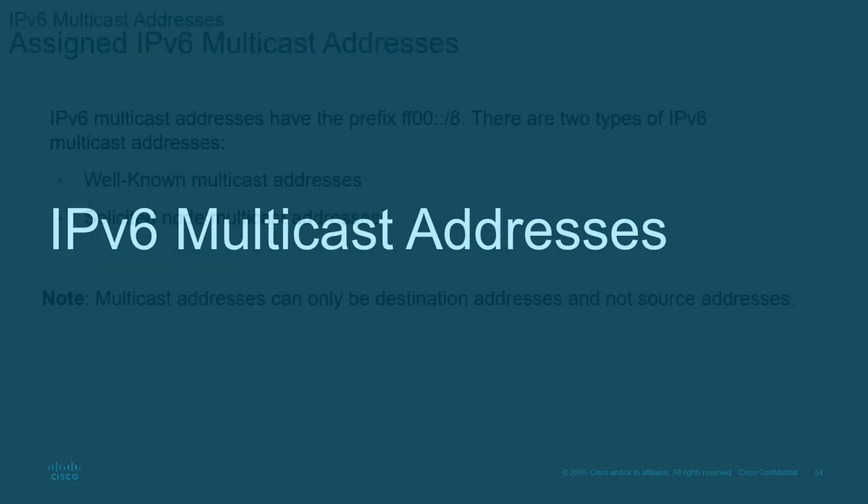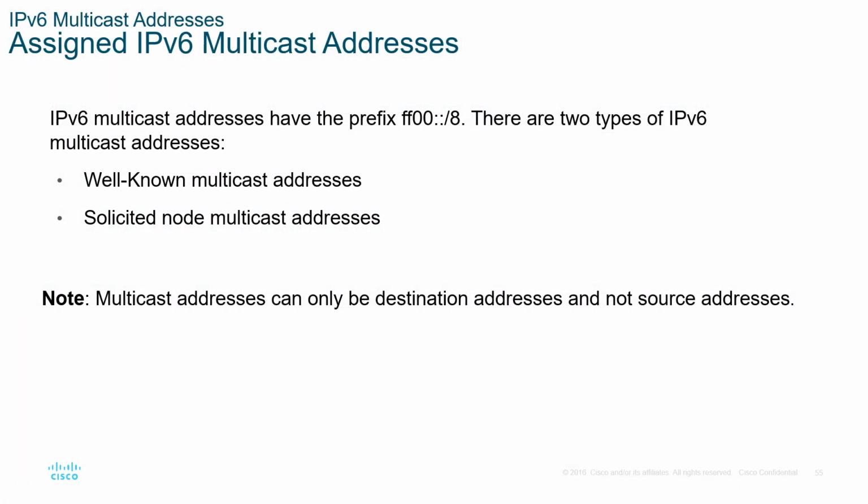IPv6 multicast addresses. Now, IPv6 multicast addresses all have the prefix FF00::/8. There are two types of IPv6 multicast addresses: the well-known multicast addresses and the solicited node multicast addresses. Multicast addresses can only be destination addresses and not source addresses. It's a very important observation.